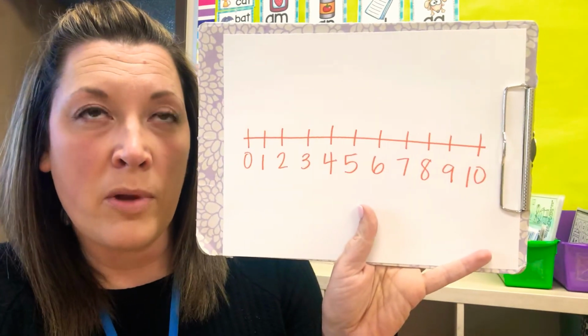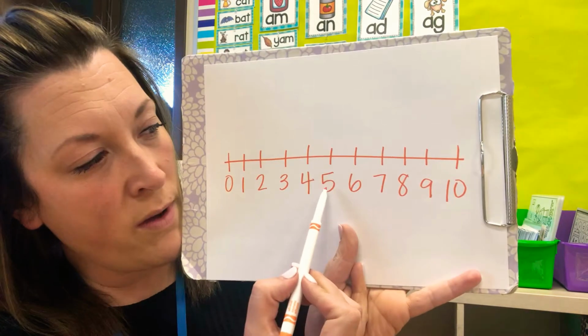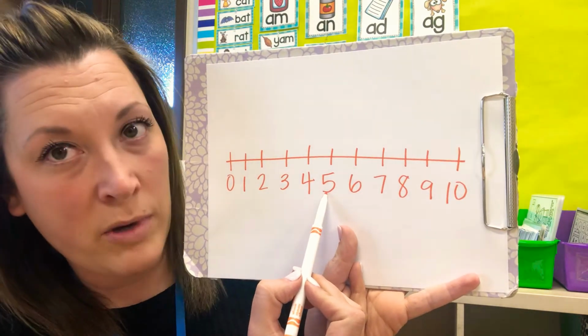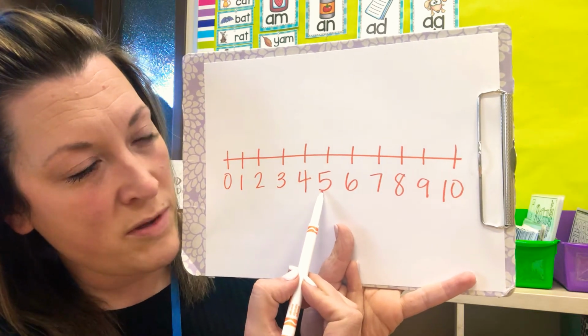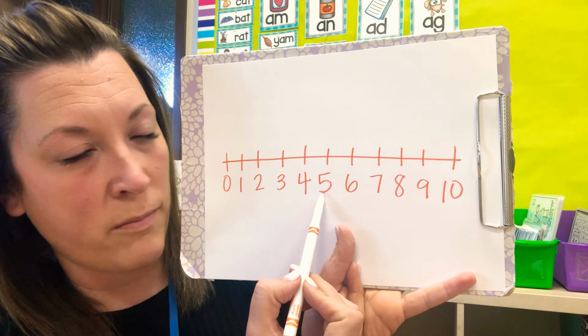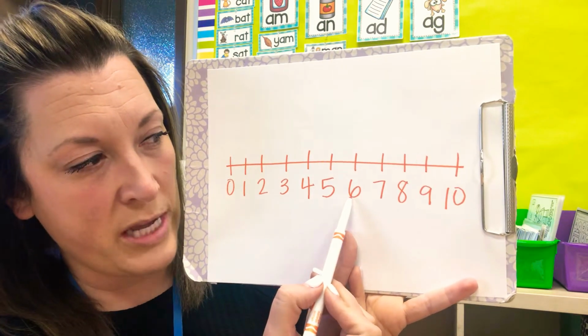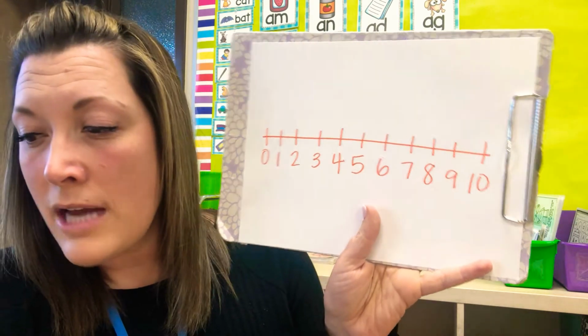Something important about number lines is it shows you what number comes before and what number comes after. So if you have 5 and you say what number comes before 5, before is first, so that would be the 4 because 4 comes before 5. What's the number that comes after 5? That would be 6.